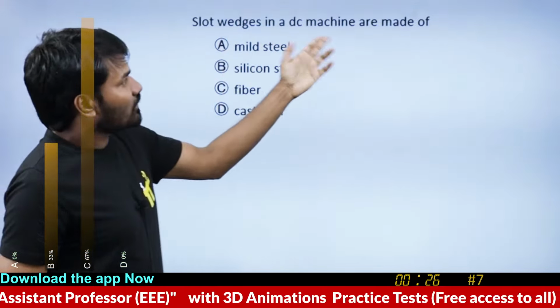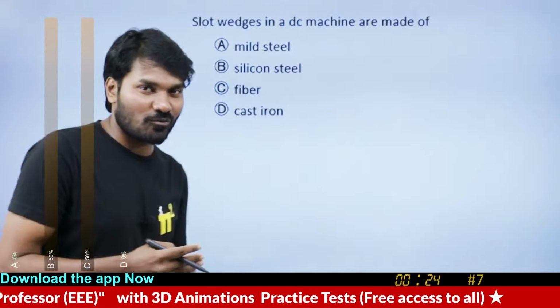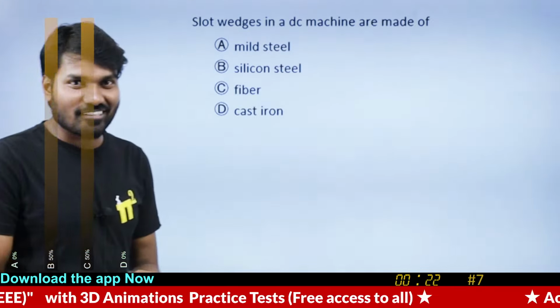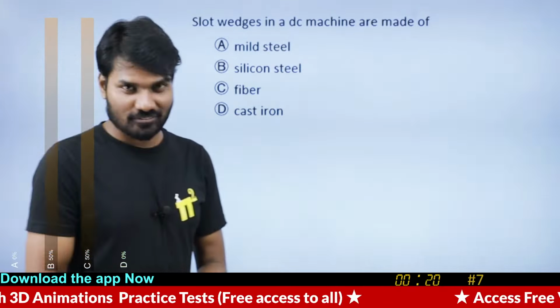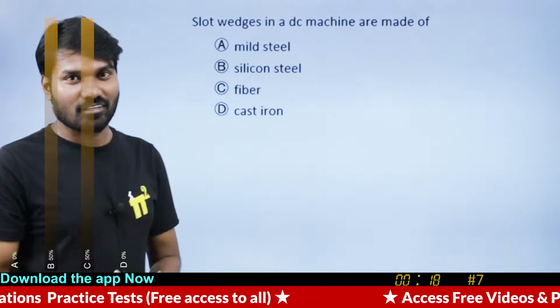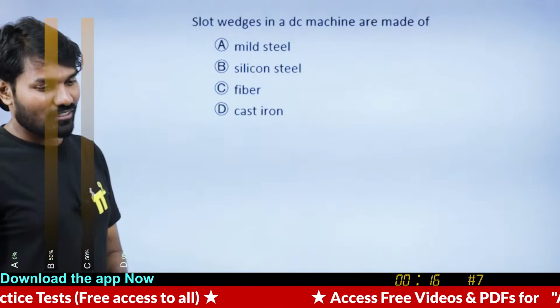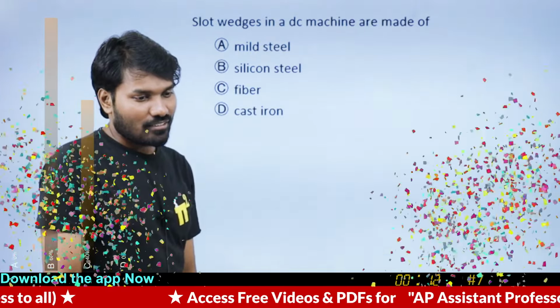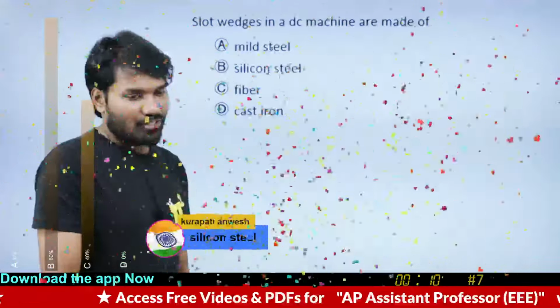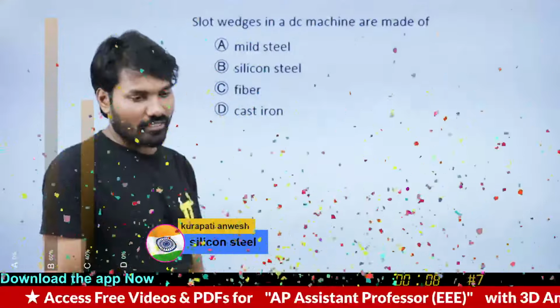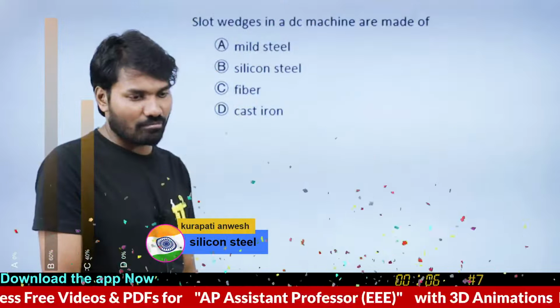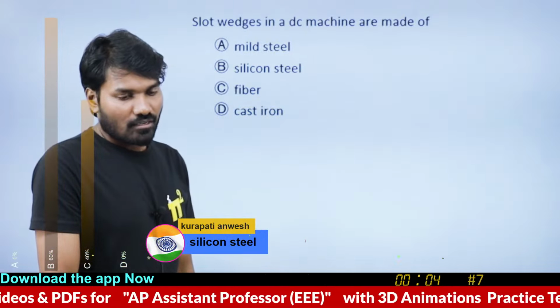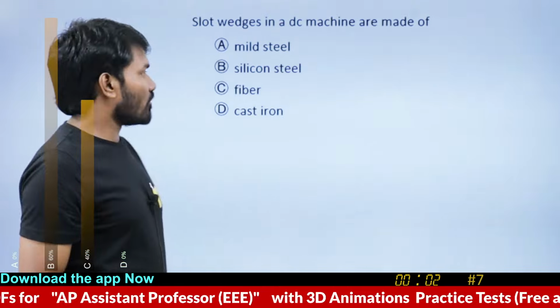Slot wedges in a DC machines are made up of. Just now we have seen what are the slot wedges. Now the question is, they're made up of what? Anvesh has answered properly and everybody else as well. Everybody is saying B. Yes, all of you are right.